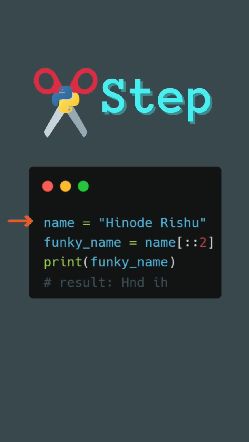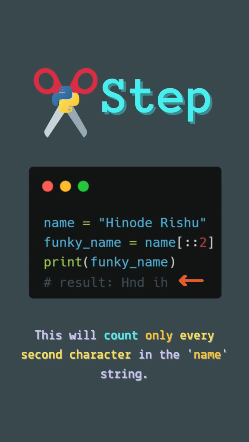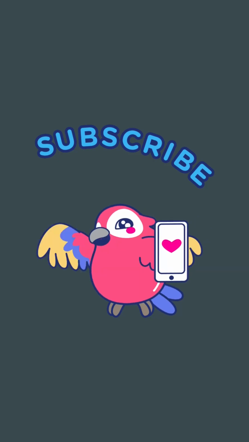Create a variable called name and assign it the string value Hinode Rishu. Then create a new variable called funky_name and assign it a slice of name consisting of every other character, starting from the first character. Finally, print the value of funky_name. This will count only every second character in the name string. That's it for string slicing in Python.